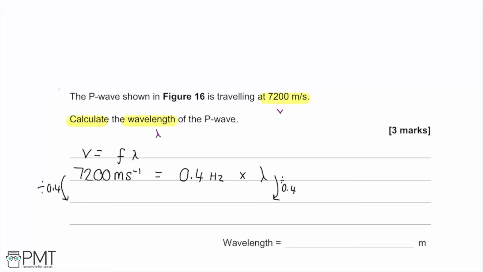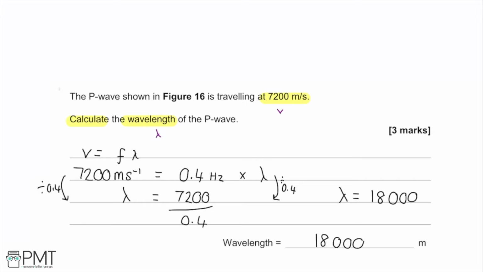And that's going to leave us with the wavelength is equal to 7,200 divided by 0.4. If we put this into our calculators, this gives us an answer of 18,000, which I can substitute into the box here. Now we're already given the unit meters, so it's a good idea just to go back and check that we didn't need to do any type of conversion throughout this question.